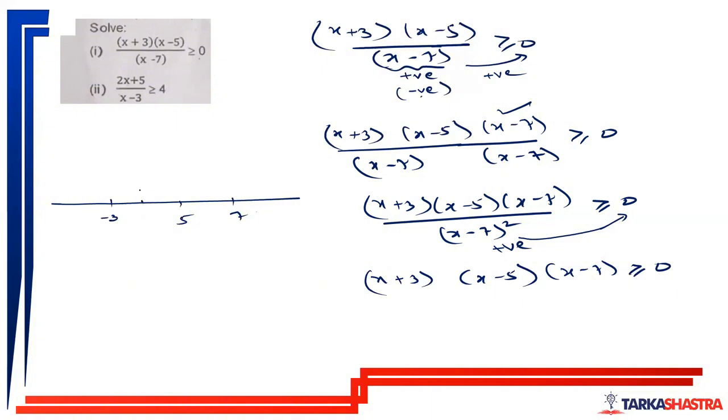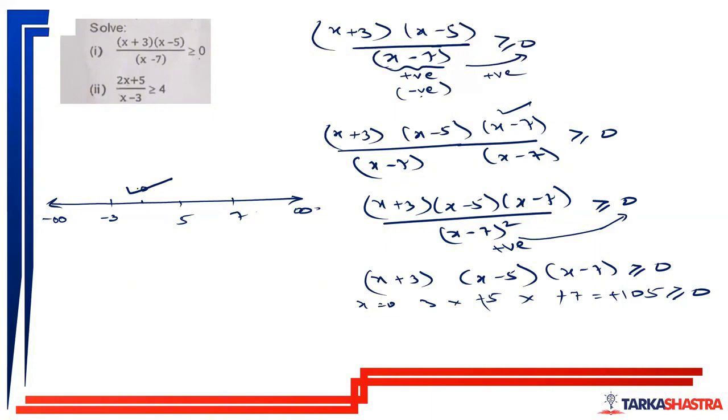We generally check for 0. If I put x equal to 0, I'll have 3 into minus 5 into minus 7, which is minus 105 times minus, that is plus 105, because the minus minus will become positive, and it is greater than or equal to 0. If you see, there are 4 ranges here: minus infinity to minus 3, minus 3 to 5, 5 to 7, and 7 to infinity. So minus 3 to 5 will be acceptable. All the values in this range will satisfy the inequality.